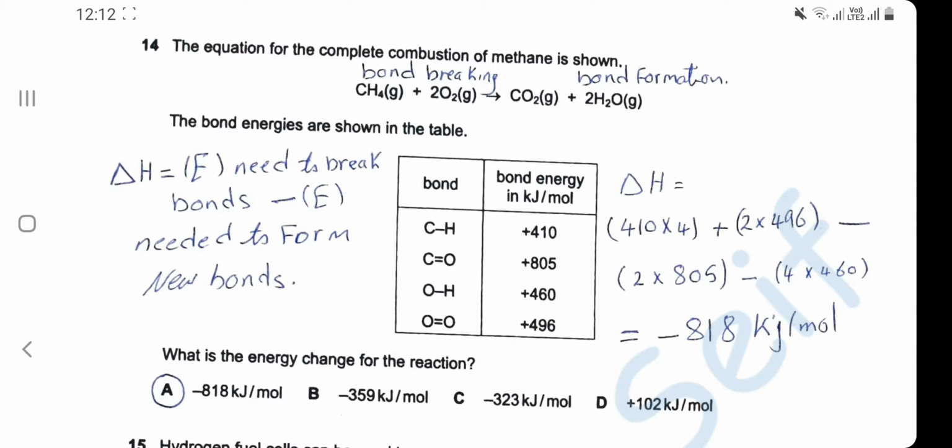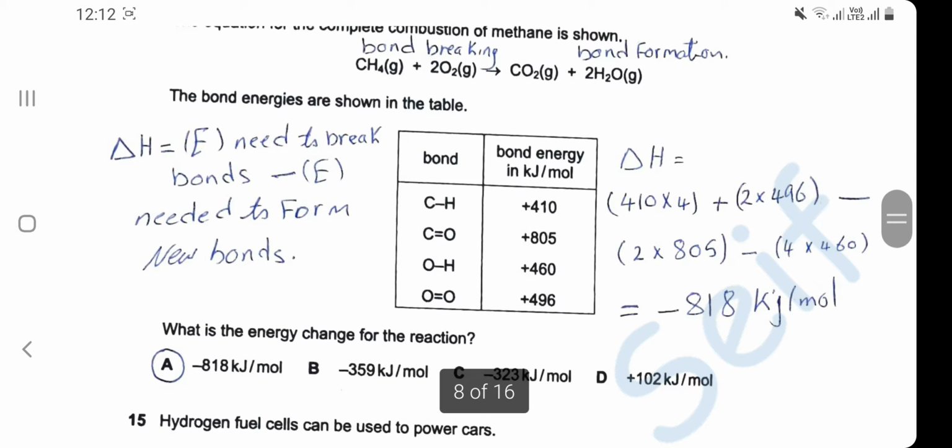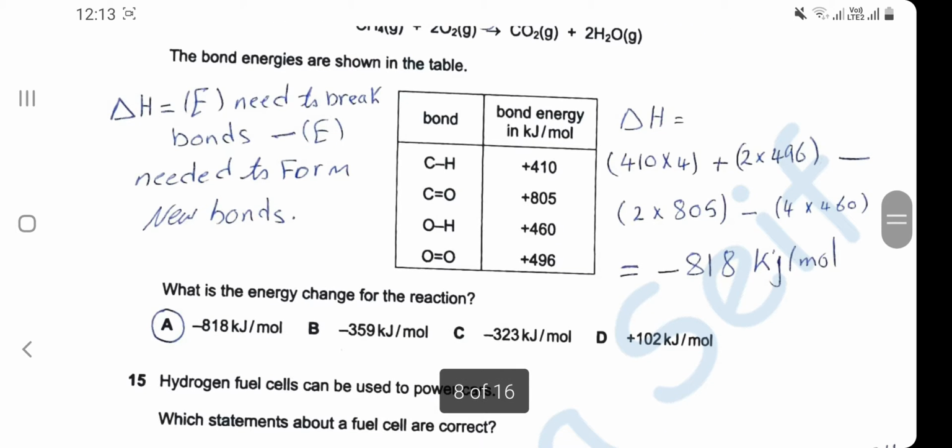By these calculations, we will find this is an exothermic reaction. The answer will be minus 818 kilojoule per mole, and you have to write the unit here. And the correct choice will be A.